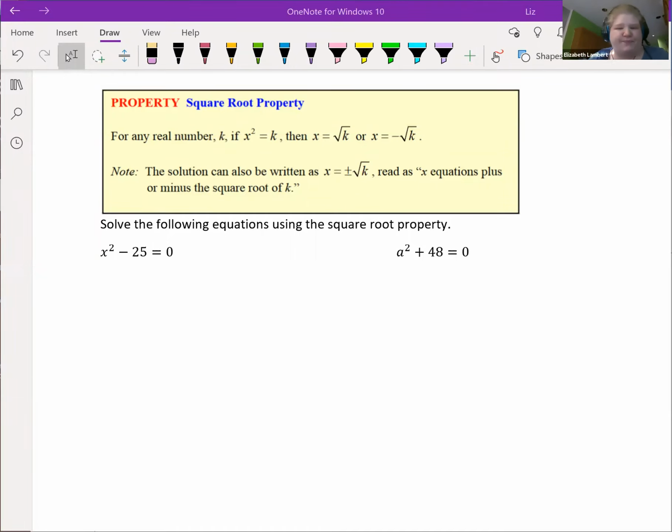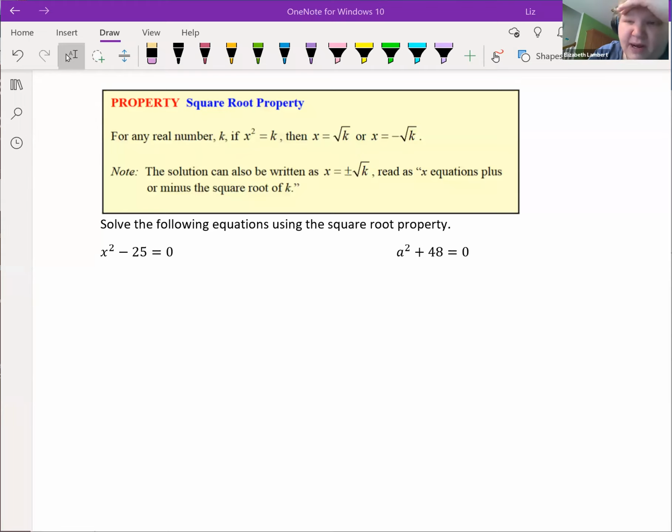All right. So we are going to explore the various ways that this property can be used. So the big idea is I need a squared thing isolated on one side and just a number on the other side, and I can apply the square root to both sides. The catch is when you apply a square root, you have to remember that it gives you two answers, a plus and a minus.